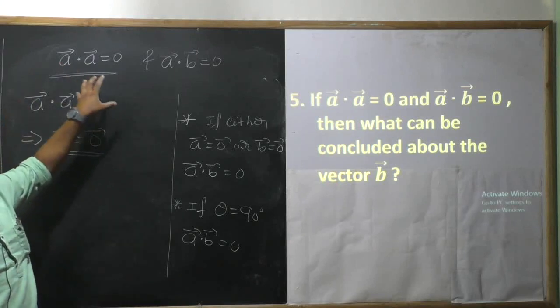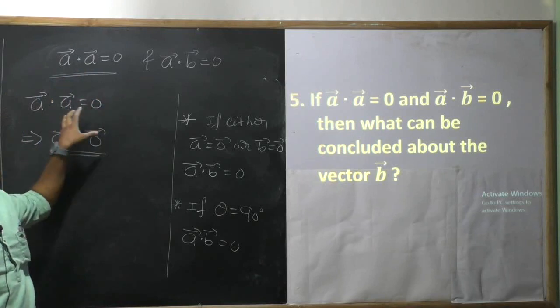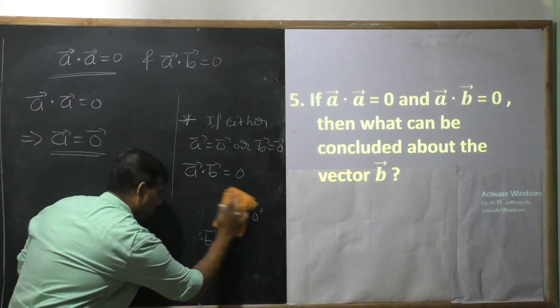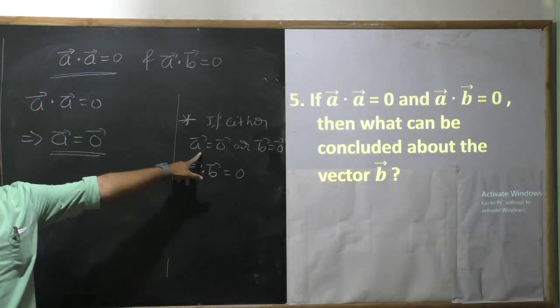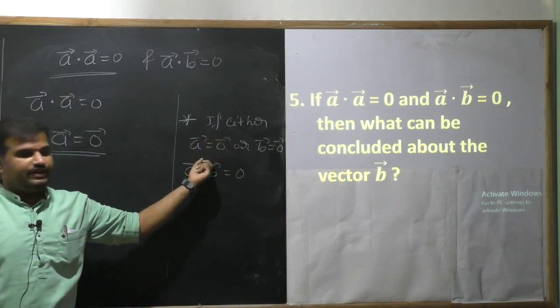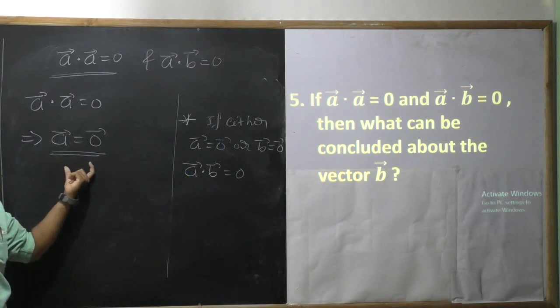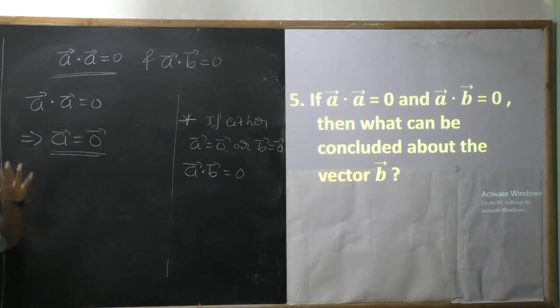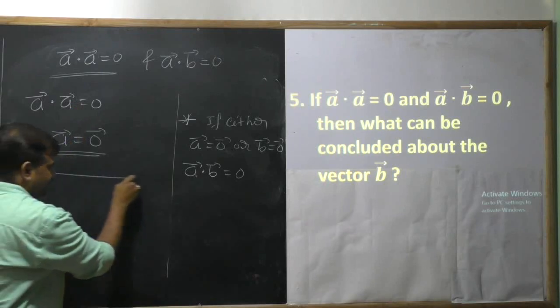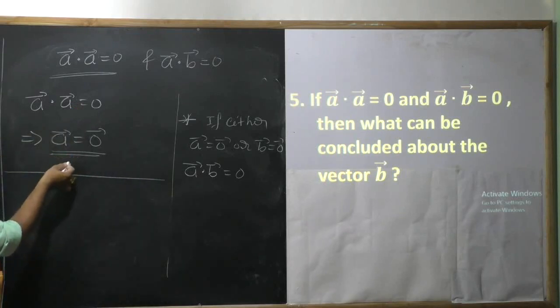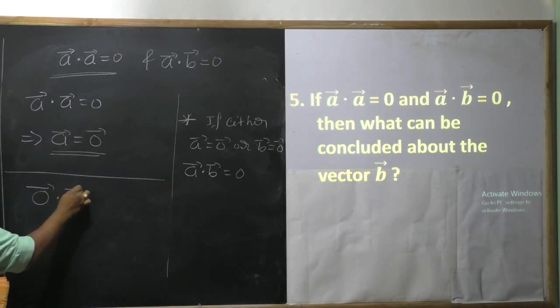So there is no chance of 90 degrees. The only remaining option is this condition: if either of the vectors is 0 then the dot product is 0. Clearly your vector a is a 0 vector by the first condition. What is your second condition? We got a 0 vector. So the second condition can be written as 0 vector dot b is equal to 0.